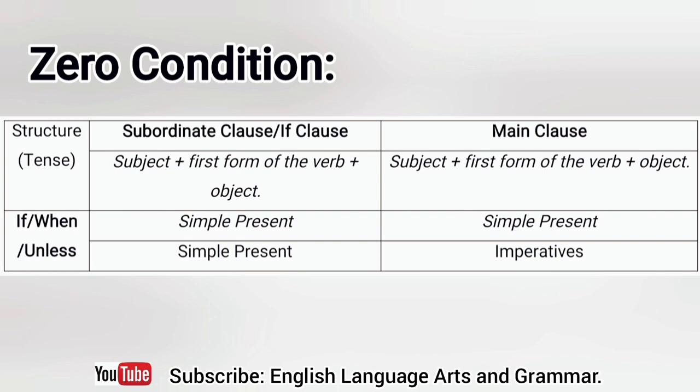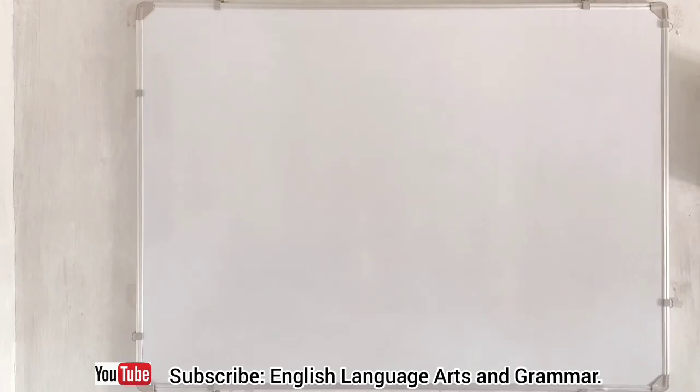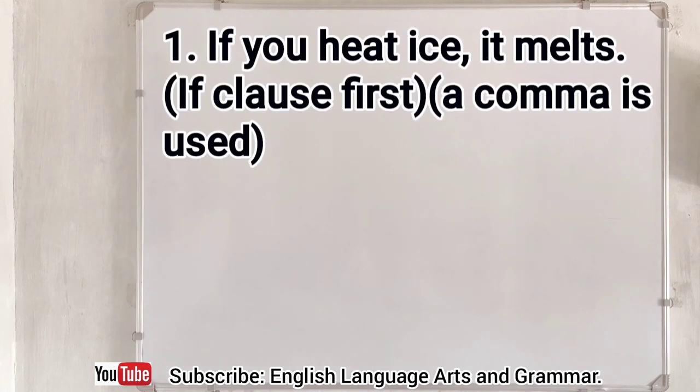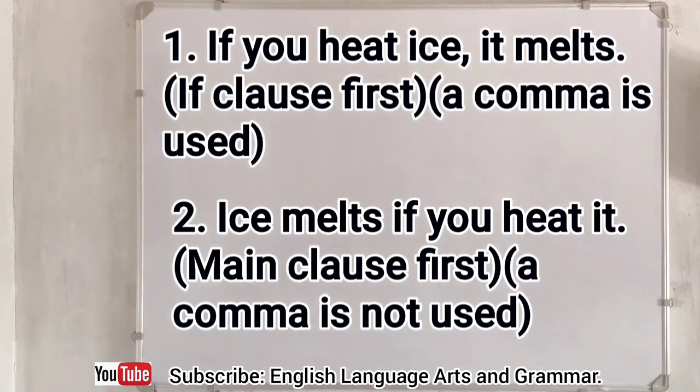Main clause, the result. Subject plus first form of the verb, we also call it V1 form, plus object, the simple present. Sometimes we also can use imperative sentences in zero conditions. Let us learn some examples. If you heat ice, it melts. Ice melts if you heat it.